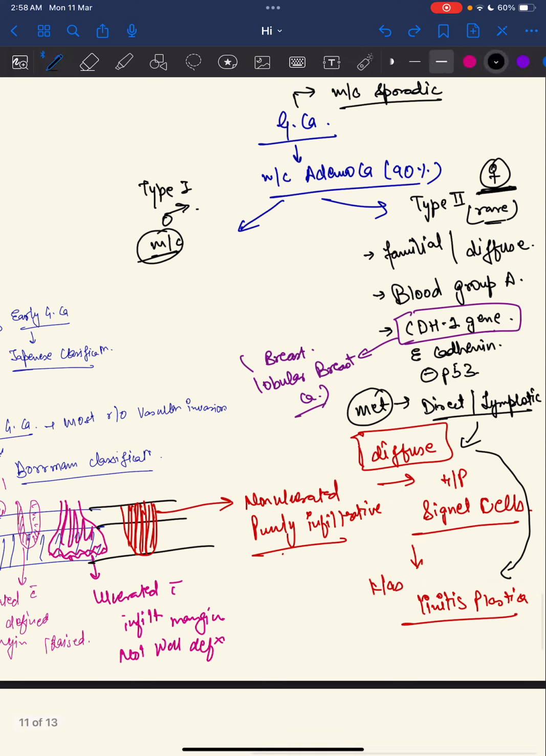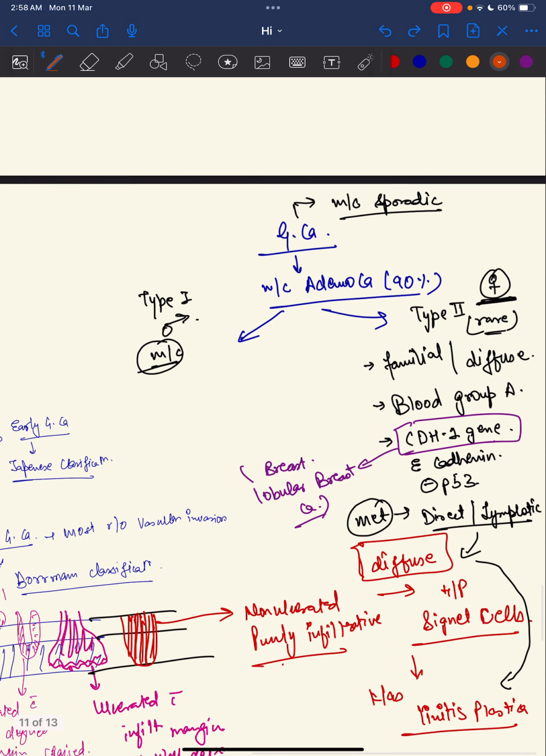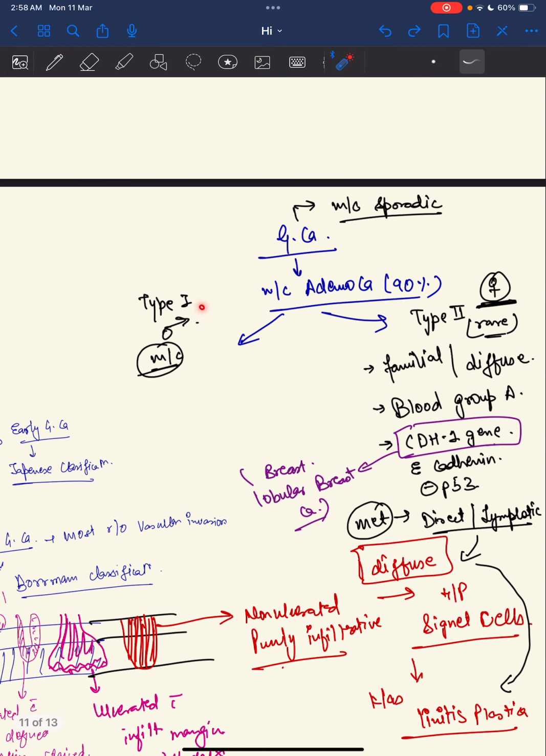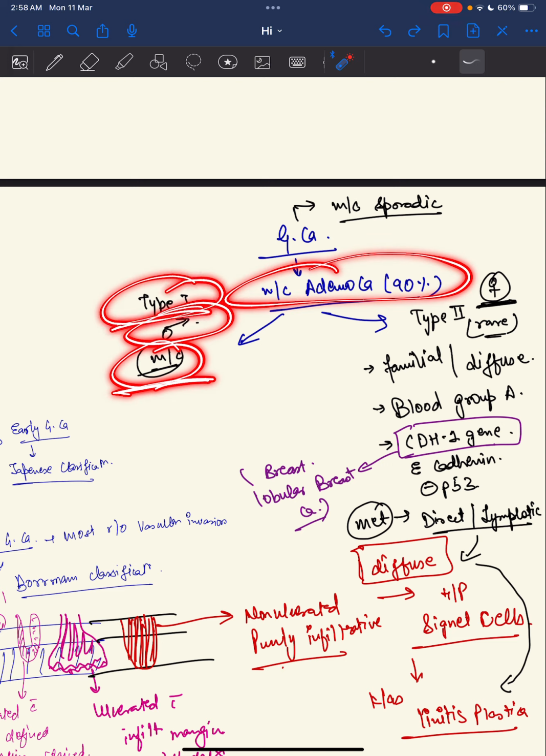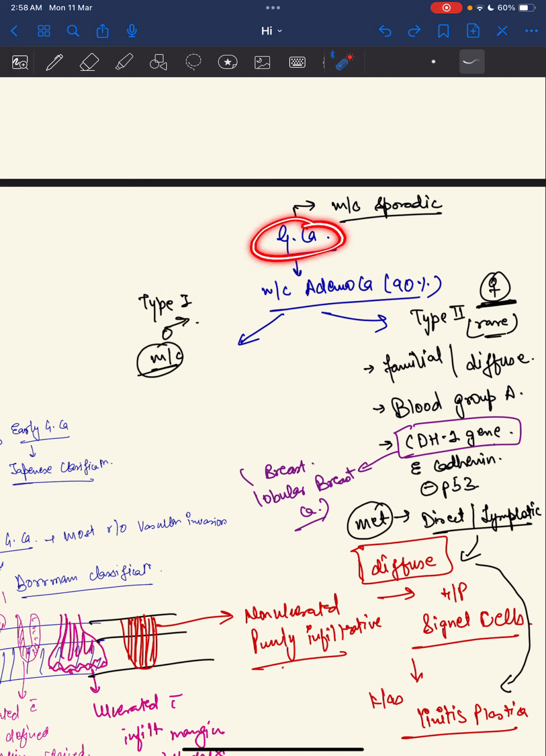Now type 1, which is more common in males, is the most common adenocarcinoma type, but the most common gastric CA overall is the sporadic one. This is a previous year question.